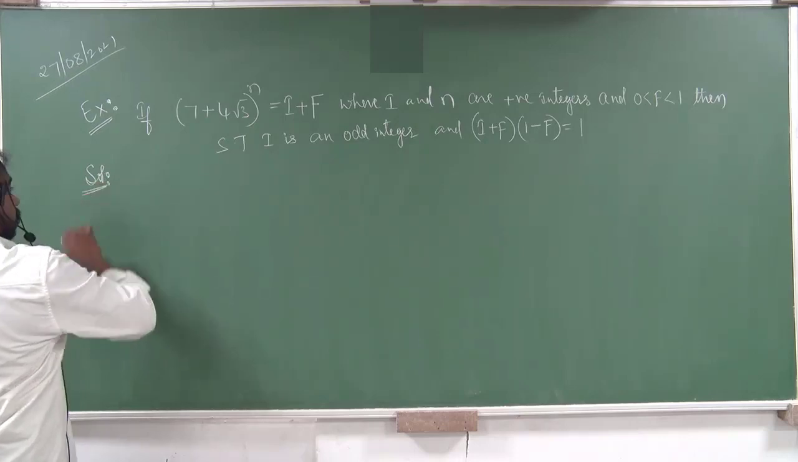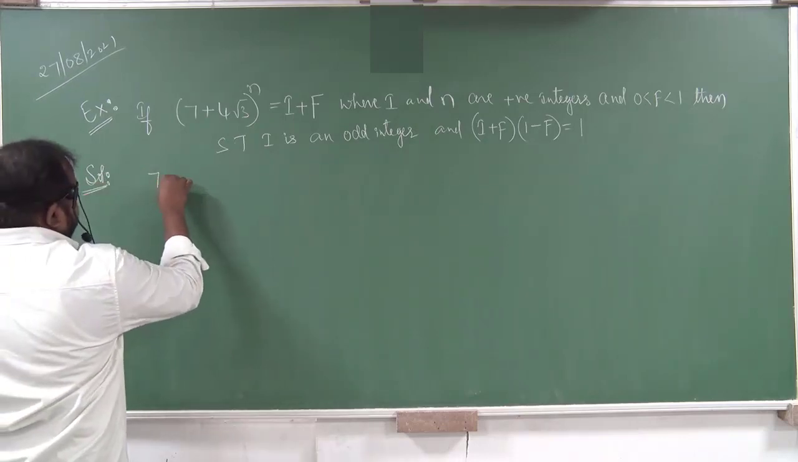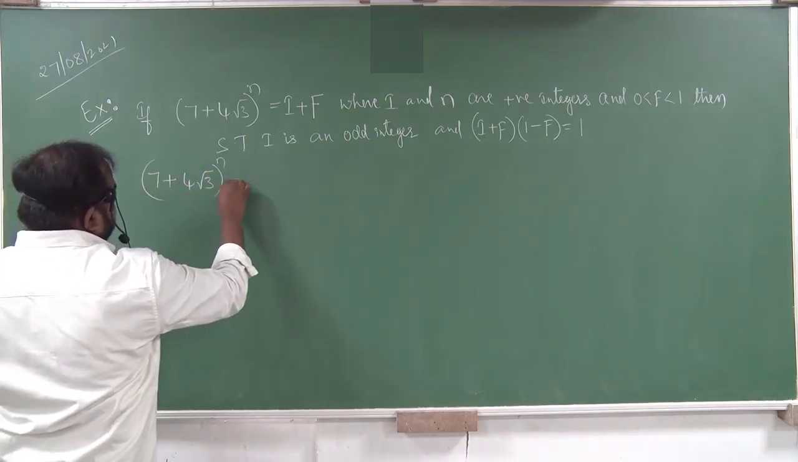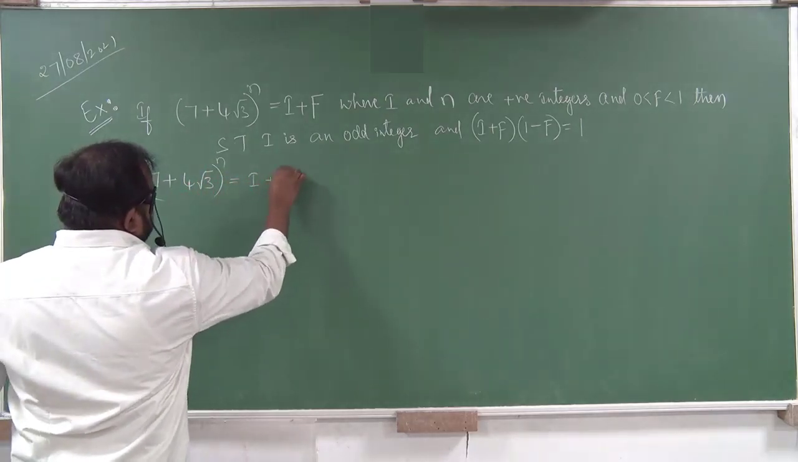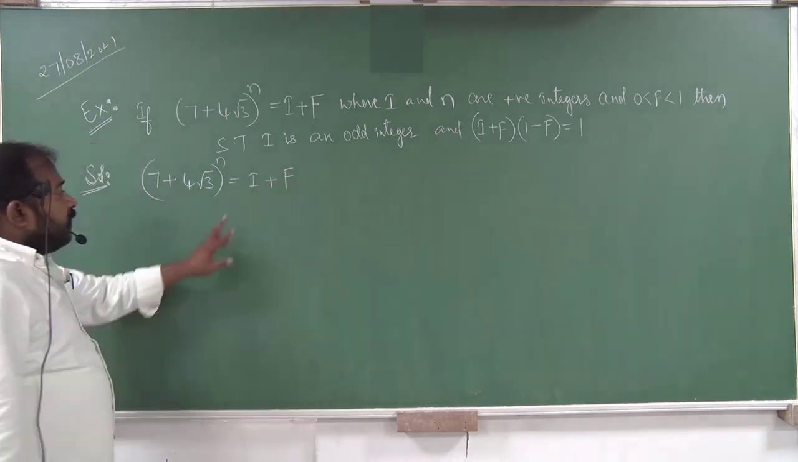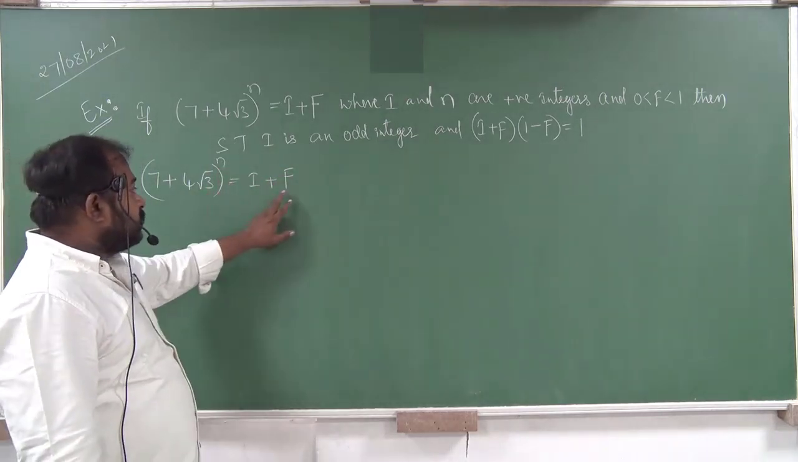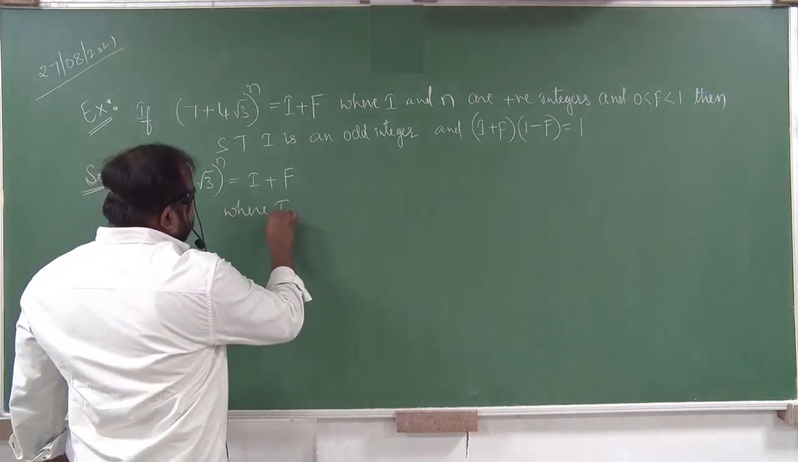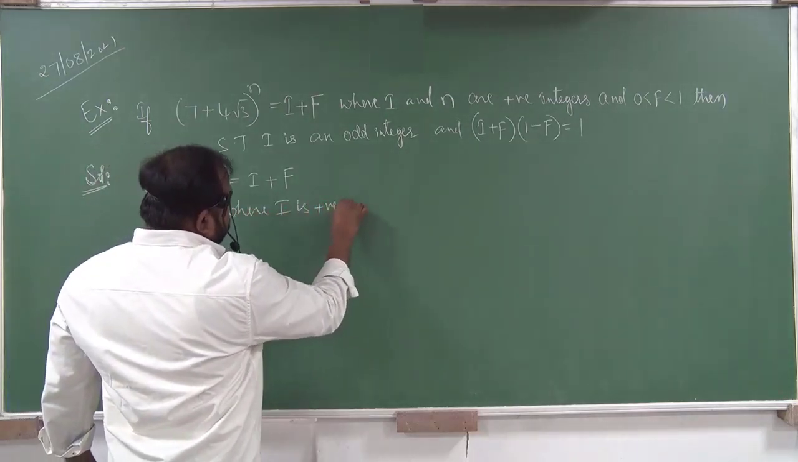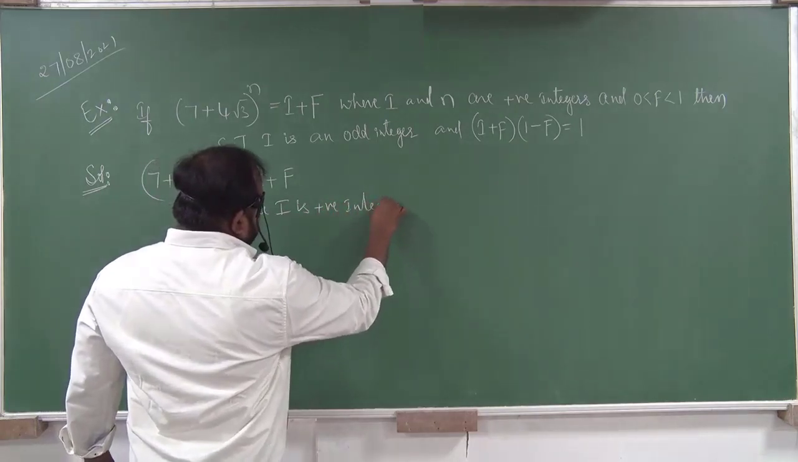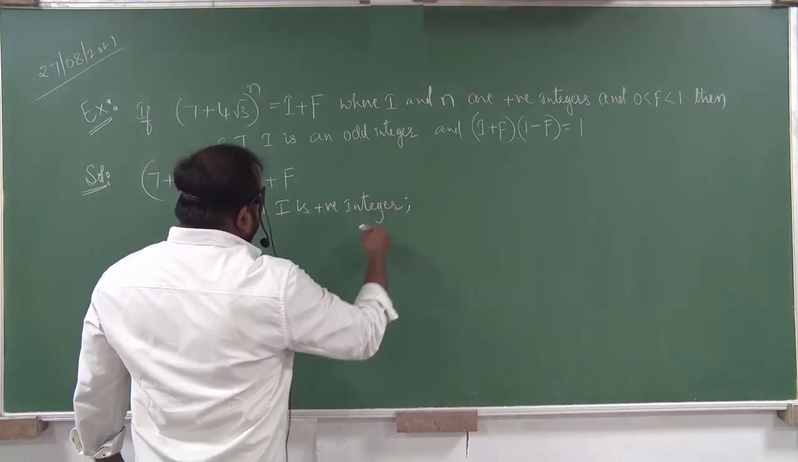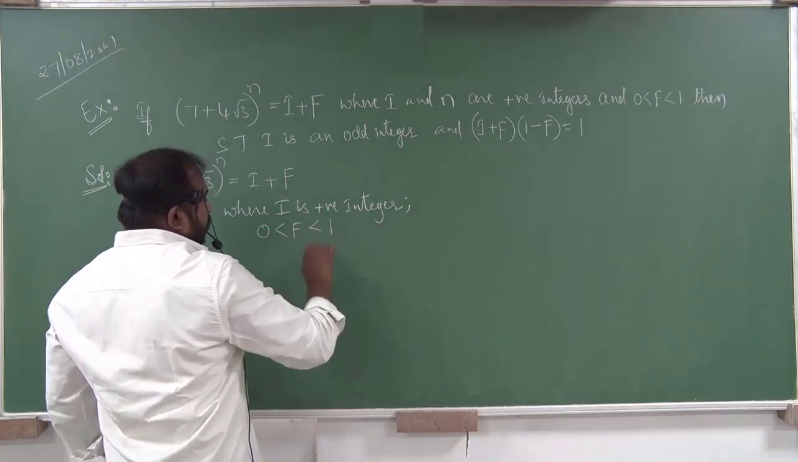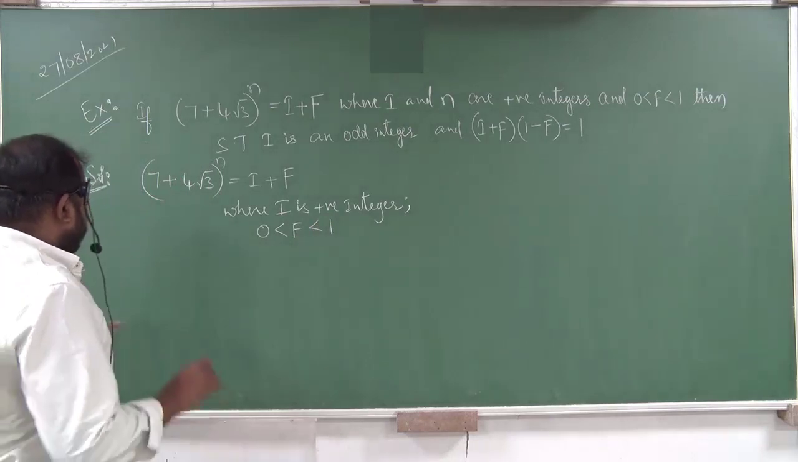Listen. So first, what is the given data? (7 plus 4 root 3) whole power n is equal to I plus f, where I and n are positive integers, and this is the value where I is a positive integer. This is already given. And one more point, what is they given? 0 less than capital F less than 1. This is the value they given. Now listen.